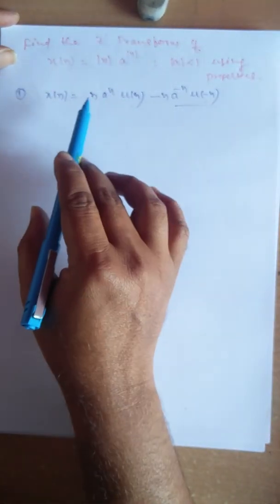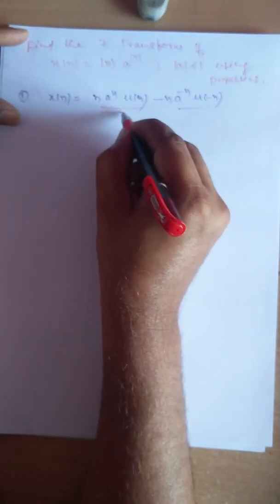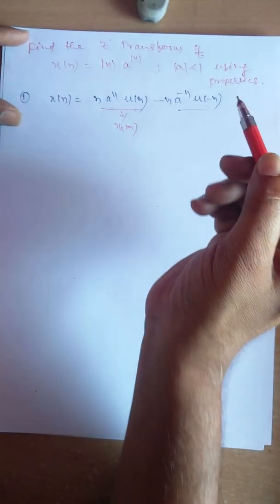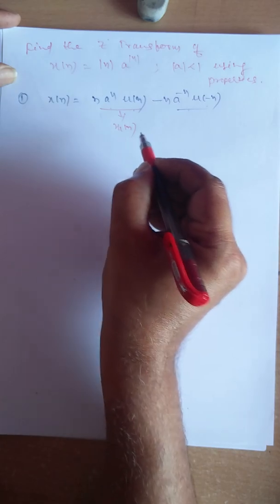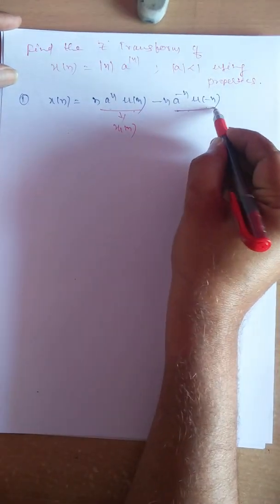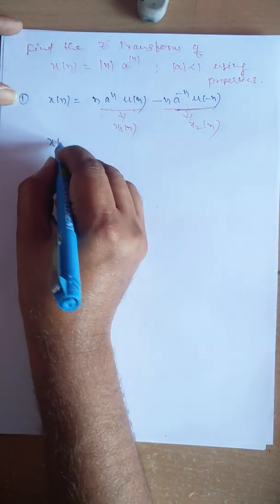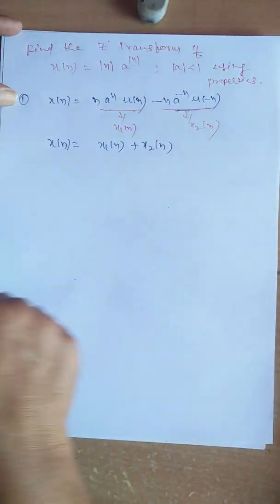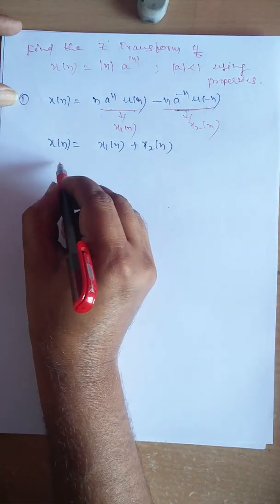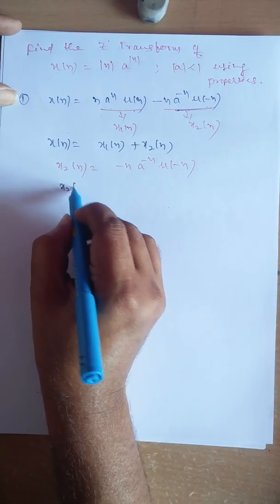Now we can solve this problem using the properties. First let us take this part as x1 of n. Now let us try to express the other part in terms of x1 of n. This part I'll take as x2 of n. Now we can write x of n is equal to x1 of n plus x2 of n. Then what is x2 of n here? x2 of n is equal to a to the power of minus n into u of minus n.